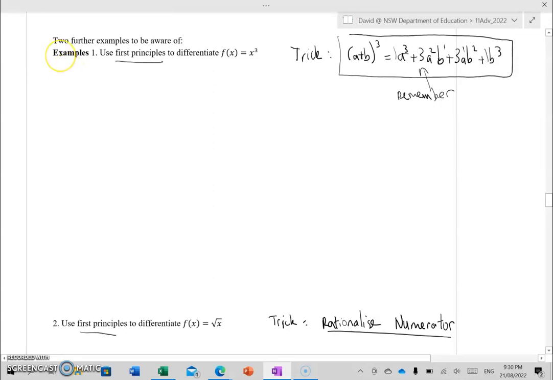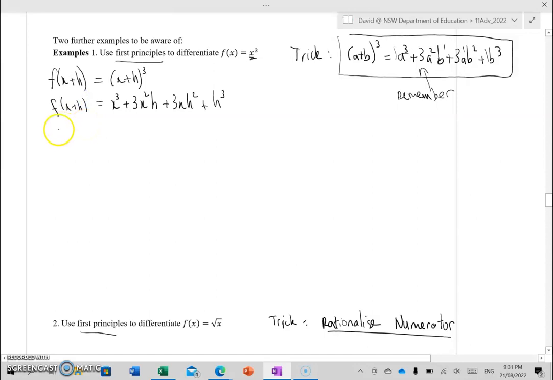Alright, so let's recap how we differentiate using first principles. The first step is to work out f of x plus h. Wherever there's an x, we put x plus h in brackets. So that's going to be (x plus h) all raised to the power of 3. Now we're going to use our little trick to expand it. It's going to be x cubed plus 3x squared h plus 3xh squared plus h cubed. So that's f of x plus h.